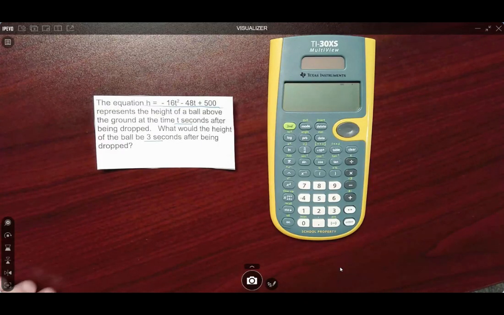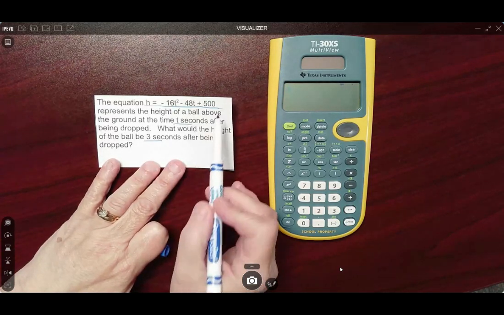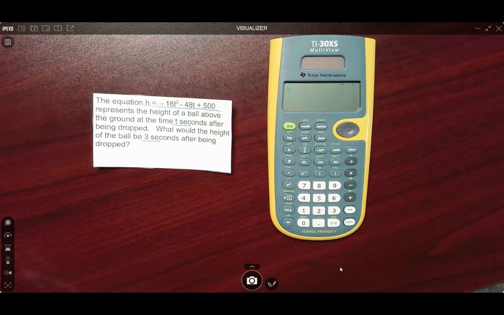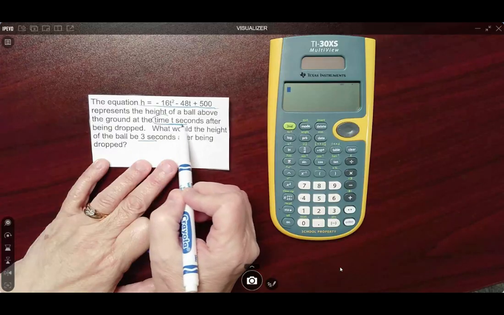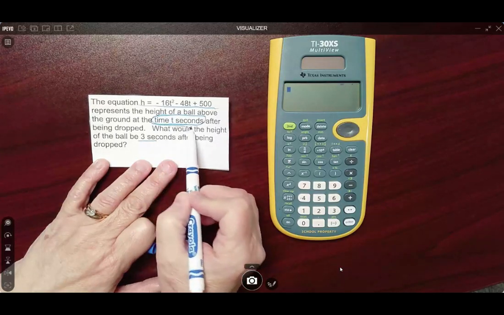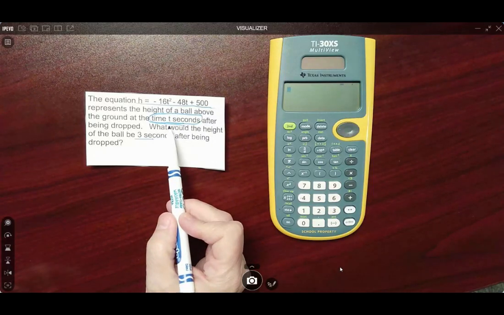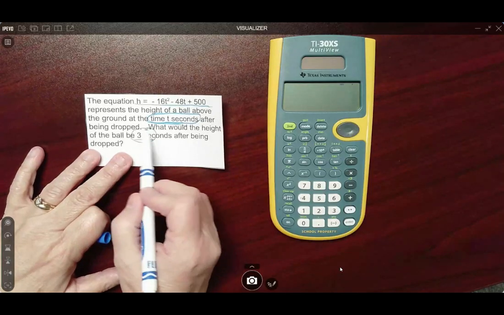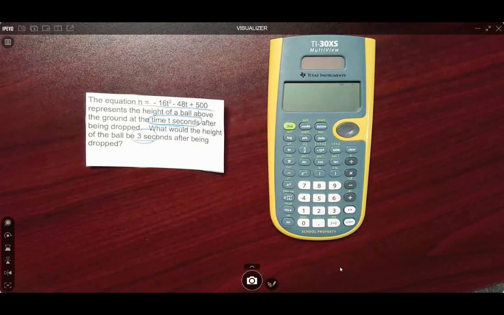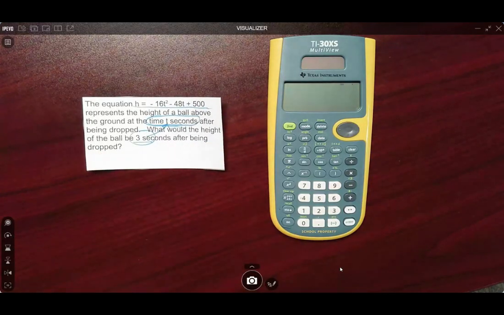Well, let's look a little closer at the equation they give us. -16t squared minus 48t plus 500. What does t stand for? Well, t stands for time. Time, t seconds. This t is time in a number of seconds. And what does the question want us to know? 3 seconds. So if I have t seconds and I want to know 3 seconds, we're going to take the 3 and put it in for the variable t.